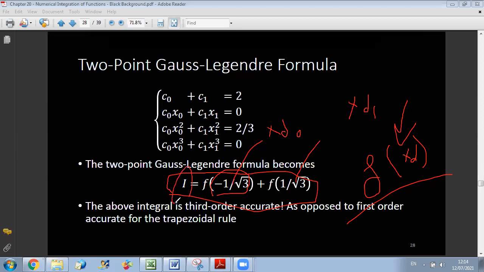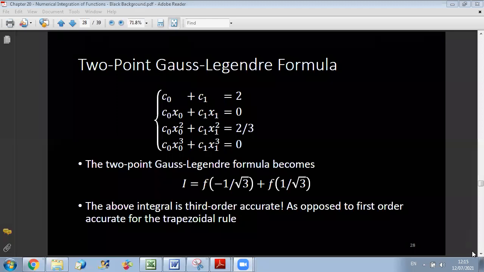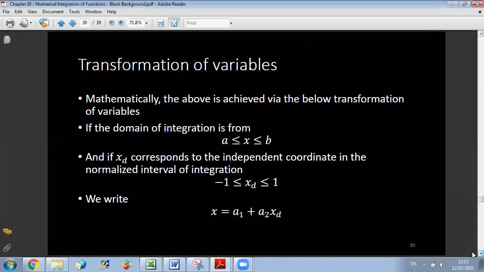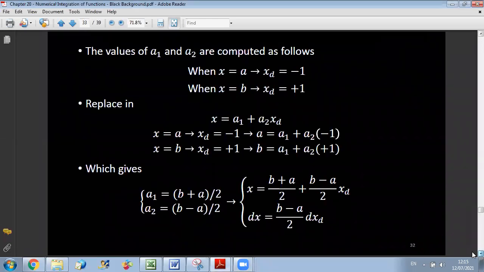Now, in case your function is to the power 4 or to the power 5, you don't expect an exact value, but of course the error will be much better than with the trapezoidal rule, because the trapezoidal rule is first order accurate, while the two-point Gauss quadrature method is third order accurate. So in this example, we have a function to the power 5, and we expect to get a much better result than the trapezoidal rule.